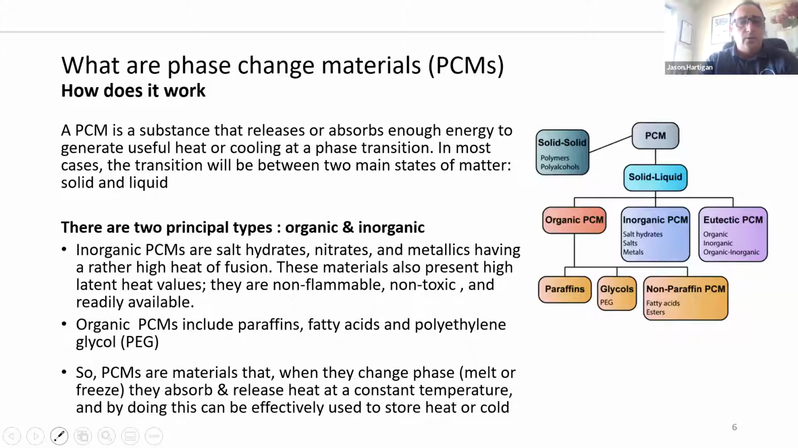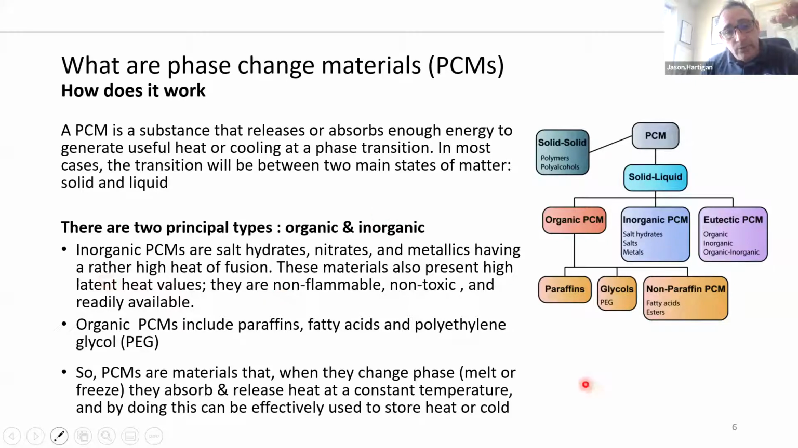So what are phase change materials and how do they work? In a nutshell, it's a substance that releases and absorbs enough energy to generate useful heat or cooling, because there's a vast range of phase change materials. It can go from a minus temperature range to a very high temperature range. In most cases, it's the transition between two main states of matter, so you've got solid and then you've got liquid. And there's two principal types: you've got organic and you've got inorganic.